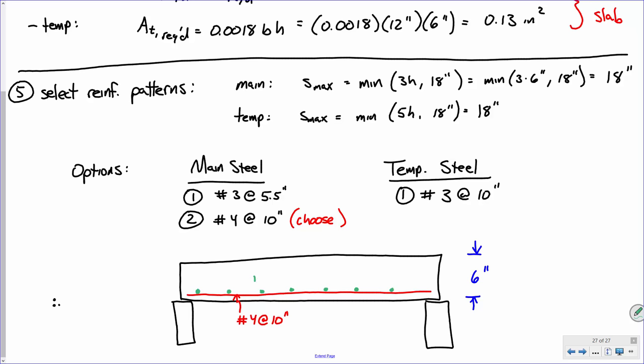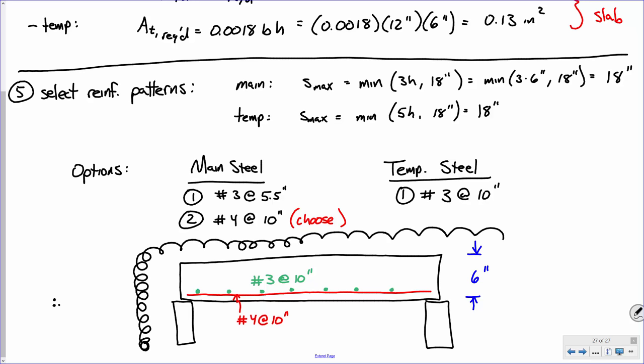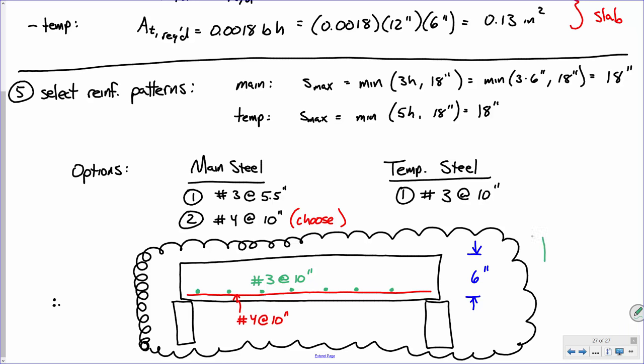You know, whatever. And it's number 3's at 10 inches. This is what we got. Now, is that our final answer? This is a trial design. What do we got to verify? That phi equals 0.9, okay?